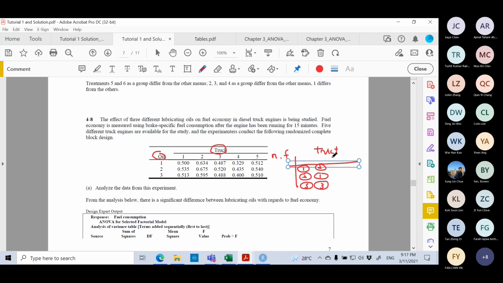So if you want to run the randomization, make sure that before you get the results, you assign your raw material to this combination. You make sure that you randomize it. Okay. Understand. Thank you.